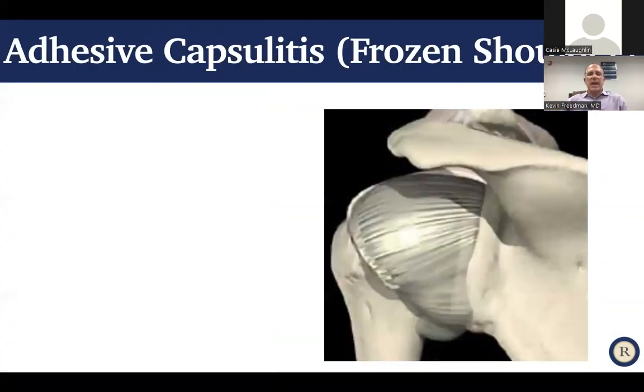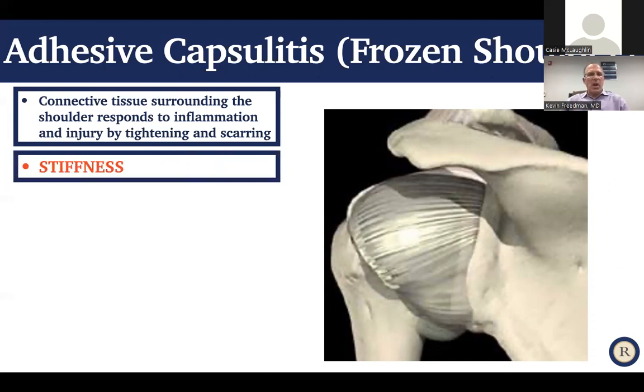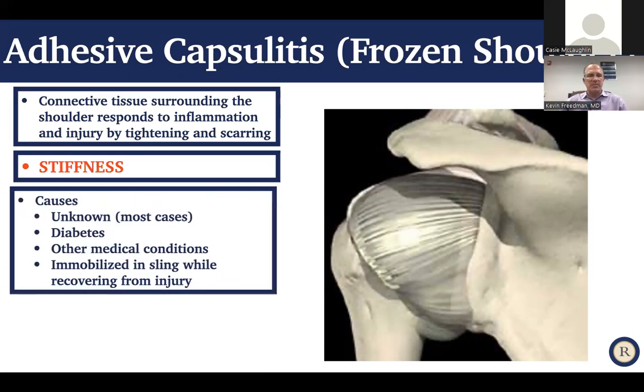What about adhesive capsulitis or frozen shoulder? So the connective tissue, the ligaments sometimes get inflamed and they tighten down and cause scarring around the shoulder. And this can lead to a restriction in motion. The major symptom that patients have with this is stiffness, but in the early part of a frozen shoulder, pain can really be the most predominant complaint. And sometimes we see people before their shoulder even freezes, and that causes a pain without the stiffness.